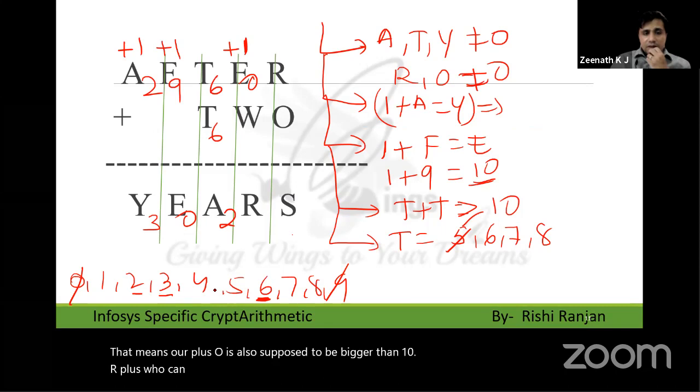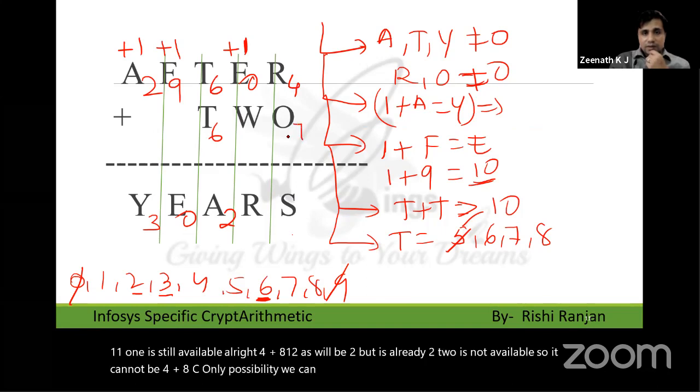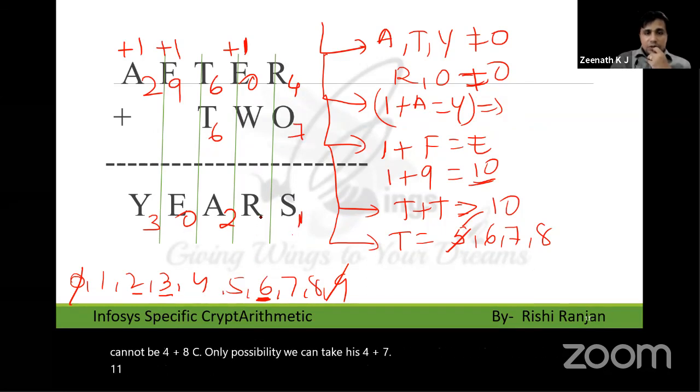Let me check. 4 plus 7, 11, 1 is still available. All right. 4 plus 8, 12. S will be 2. But A is already 2. 2 is not available. So it cannot be 4 plus 8. See, only possibility we can take is 4 plus 7, 11. But R is 4.